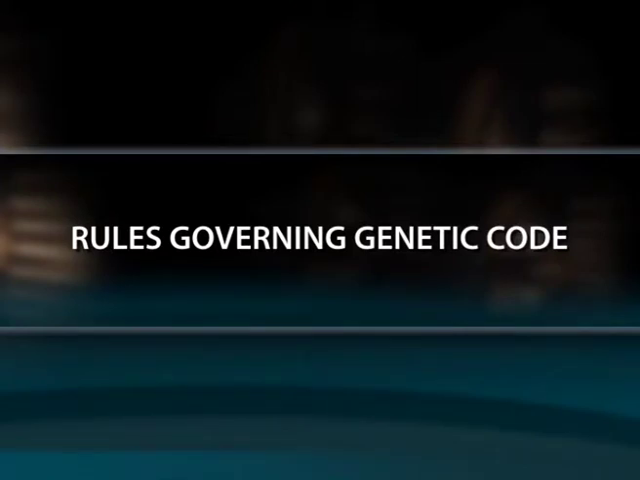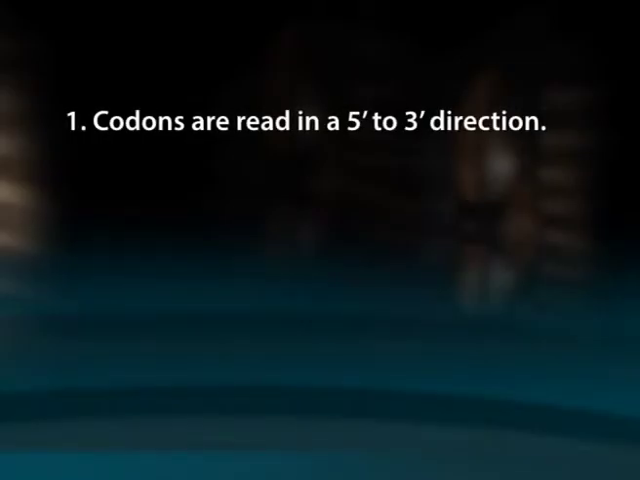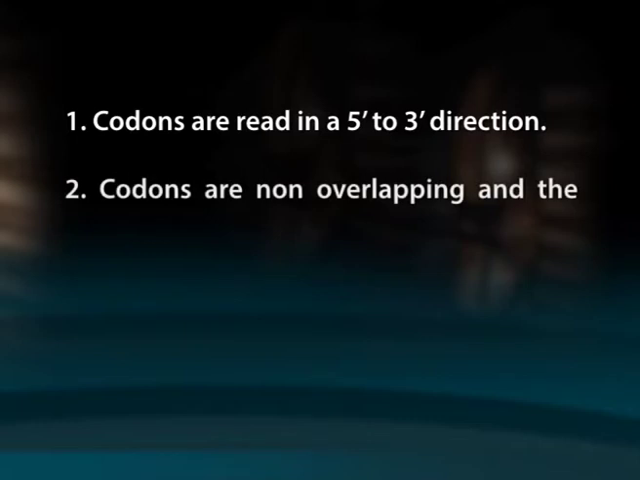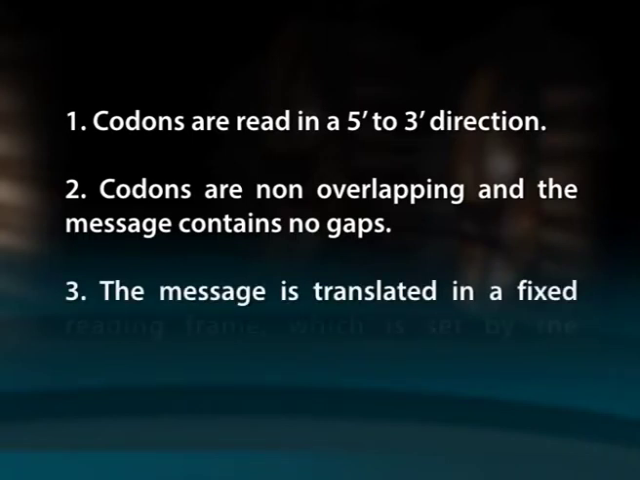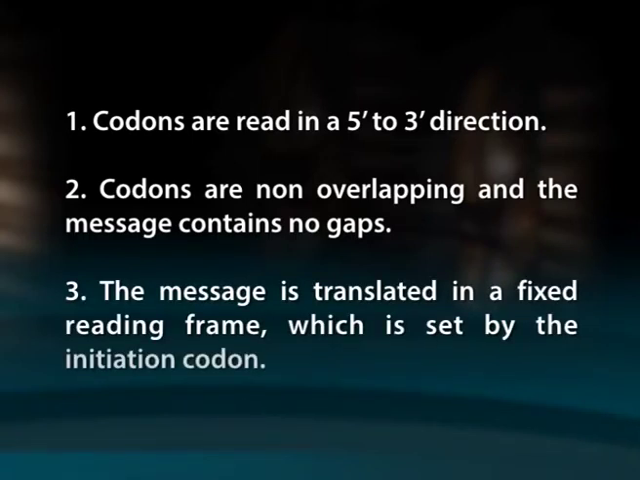Rules governing the genetic code. The genetic code is subject to 3 rules that govern the arrangement and use of codons in the messenger RNA. 1. Codons are read in a 5' to 3' direction. 2. Codons are non-overlapping and the message contains no gaps. 3. The message is translated in a fixed reading frame, which is set by the initiation codon. Reading frame is a series of nucleotides read in sets of 3, or codons. Only one reading frame is correct for encoding the correct sequence of amino acids.